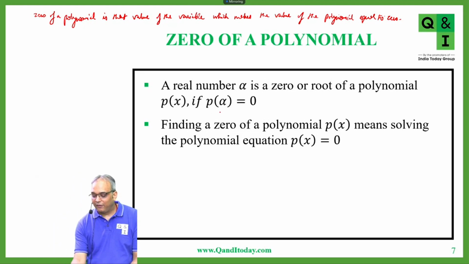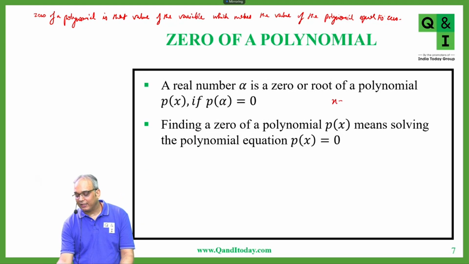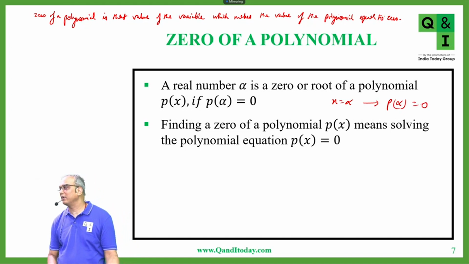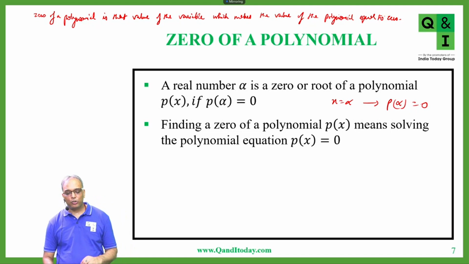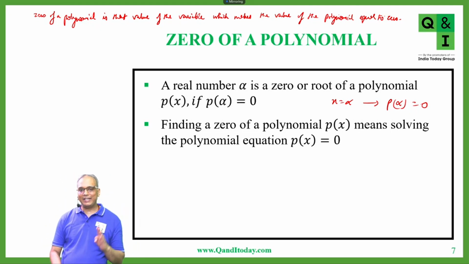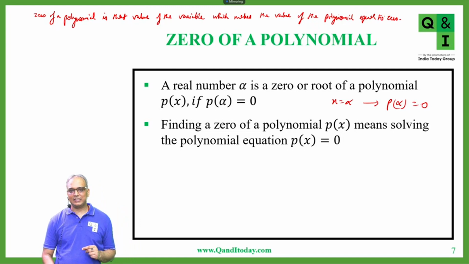So if x is equal to alpha makes the value of the polynomial P of alpha equal to 0, then we say that x is equal to alpha is the zero of the polynomial. So to find the zero of a polynomial, what we do is we equate that polynomial with 0 and get the value of x which satisfies this equation.